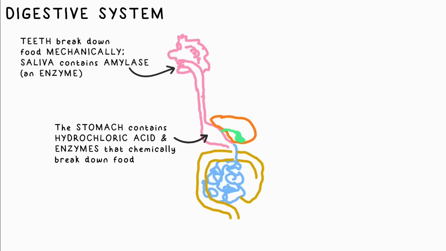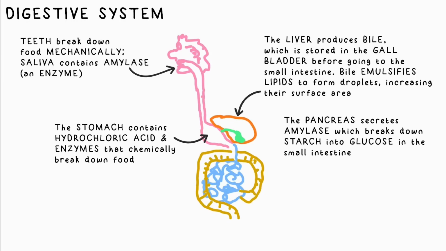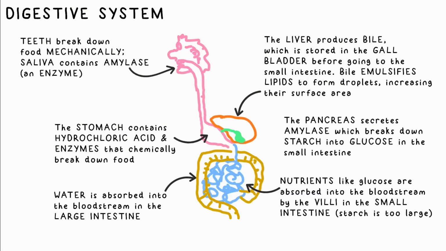Acid in your stomach breaks it down. Bile and enzymes work together in your small intestine to break it down further. Bile is made in the liver and stored in the gallbladder before being used. What it does is neutralize the acid from the stomach and also emulsifies fats to form droplets. That increases their surface area exposed to the enzymes so they're broken down faster.